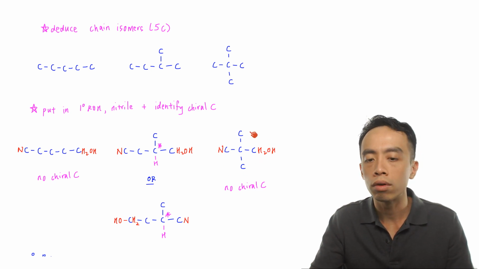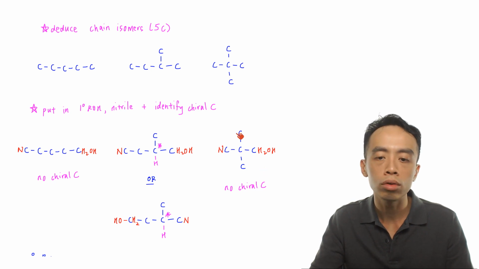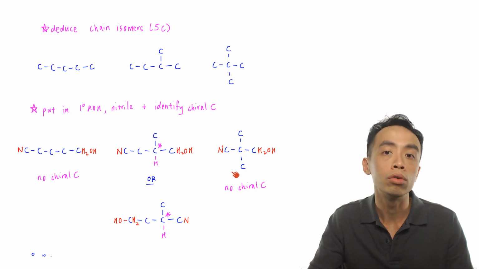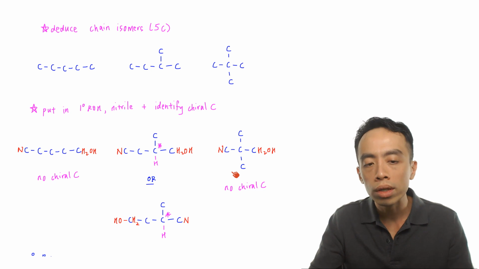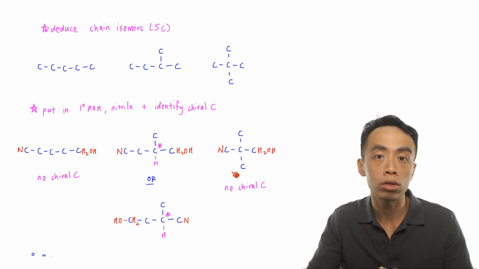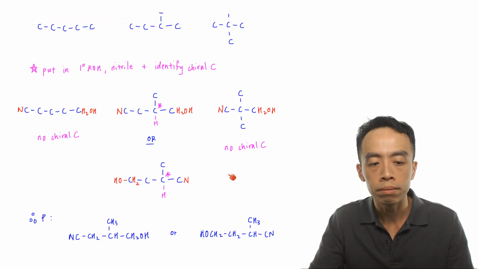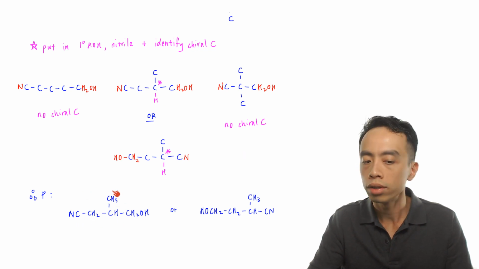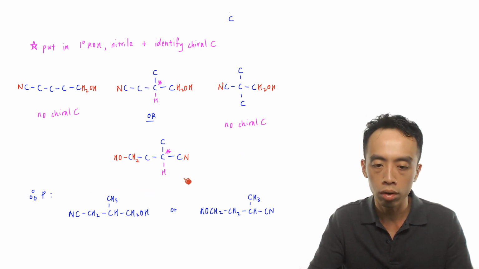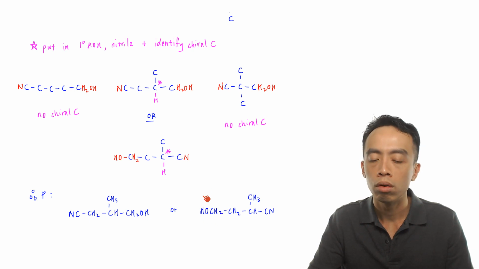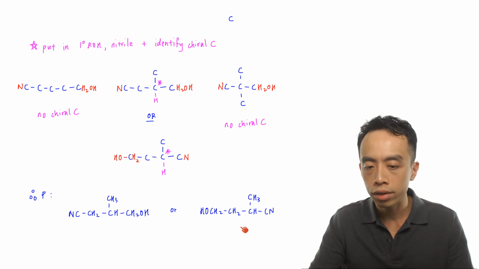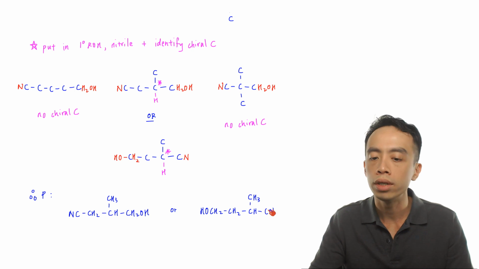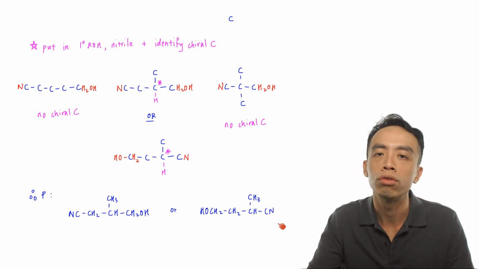You notice again for this chain isomer, n equals 3, there's no chiral carbon, so this chain isomer will also be eliminated. What this means is I only have 2 possible structures for P, which will be here. So P will be either of these 2 guys: NC-CH2-CH(CH3)-CH2OH, or HO-CH2-CH2-CH(CH3)-CN, a primary alcohol and a nitrile functional group.